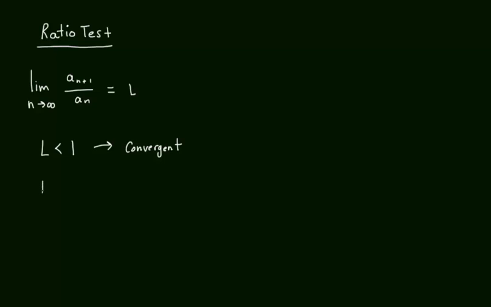Now let's suppose that the limit is greater than 1, all the way up and including infinity. If the limit goes to infinity, or any case where the limit is greater than 1, we say that the series diverges or is divergent. The only one that causes us a little bit of grief is when the limit equals 1. That will tell us that further investigation is required.